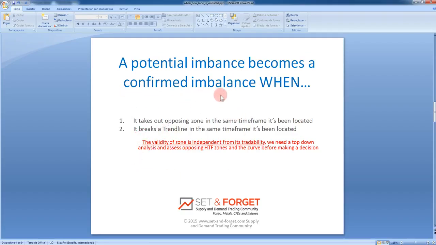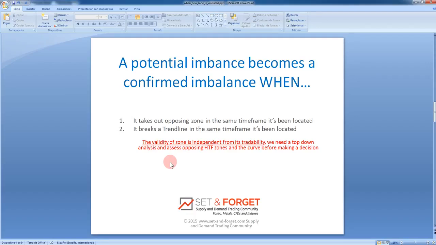But a very important thing: the validity of a zone is independent from its tradability. That means we need a top-down analysis in order to assess opposing higher time frame zones and the curve before making a decision. If our combination is monthly, weekly, daily, then we have to analyze all that and make a trading decision. We will have a bias: shorts, longs, or nothing.